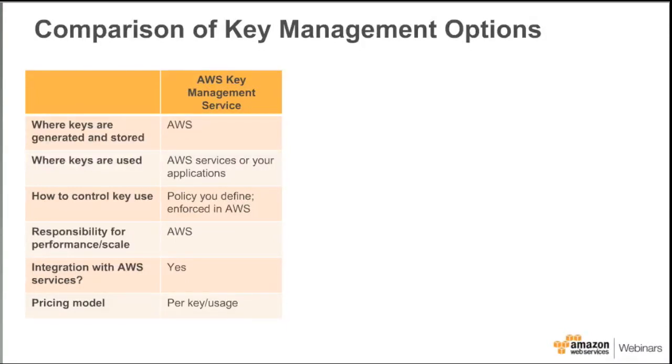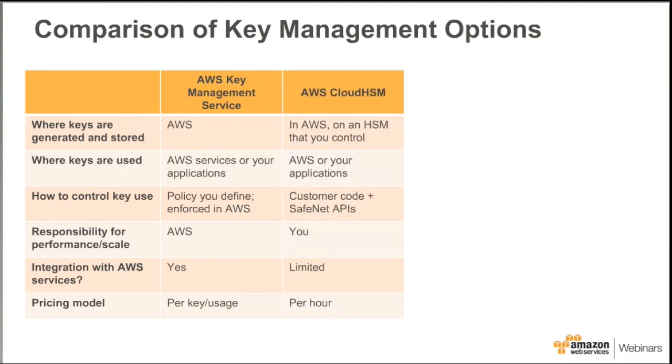The pricing model, the price to get started can be as low as $1 per month and 3 cents per 10,000 API requests. With CloudHSM, you have a lot more control, but also a lot more responsibility. And the pricing model is slightly different. For as long as that box is up, you're paying an hourly fee. You could think about this as a specialized EC2 instance, even though it's actually a dedicated piece of hardware.